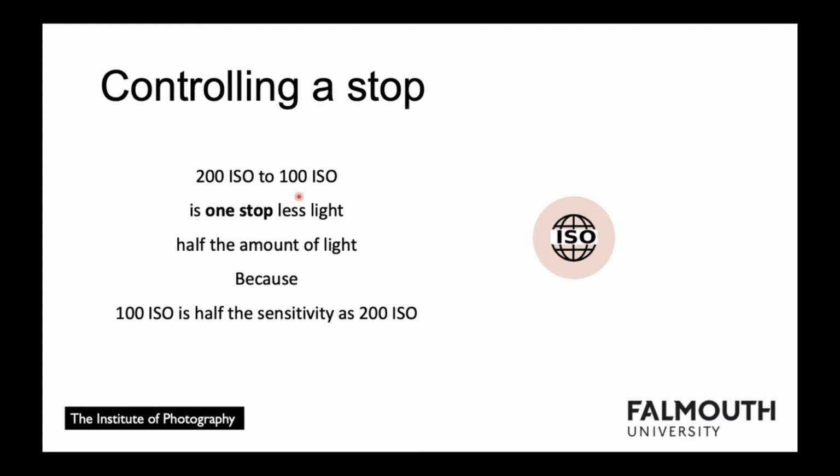Controlling it with ISO. Well, if you have 200 ISO and you change the sensitivity to 100 ISO, that's 1 stop less light, because that's half the amount of light, because 100 ISO is half the sensitivity of 200 ISO. And this is the one that most people understand, because 100 is half of 200. I can get on board with that. I understand that.